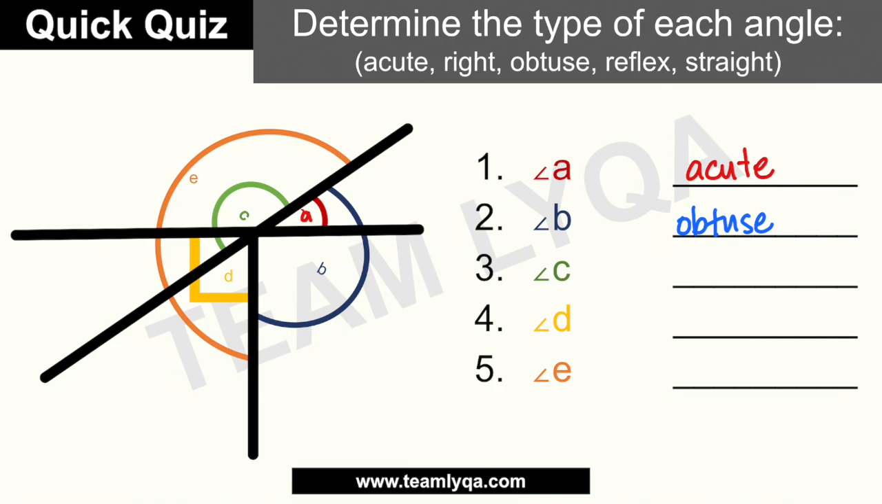Yung C natin here, you notice this line here is straight. Yun ang pinakamalaking clue natin. So, dito siya sa side na ito. Hanggang dito, right? Yung buong straight na line. So, ibig sabihin nun, this is a straight angle.